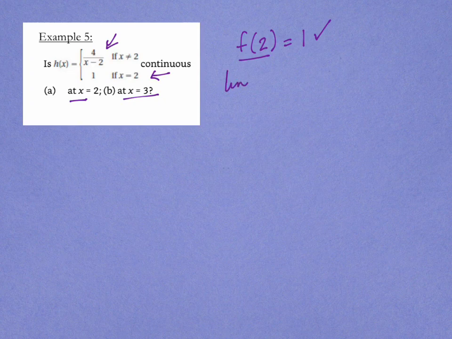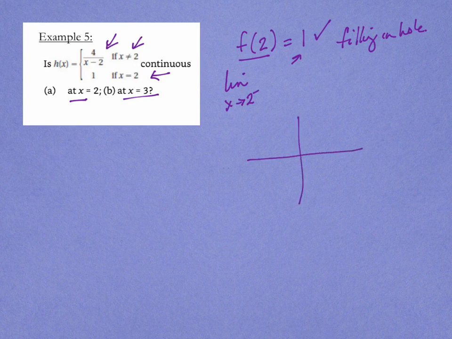Does the limit as x approaches 2 from the left exist and equal 1, and from the right? So does a limit exist? And if it does, is it 1? Because it would have to fill in the hole. This is basically filling in the hole, right? Because we know this is a hole right here, or it doesn't exist. So let's just see what happens.